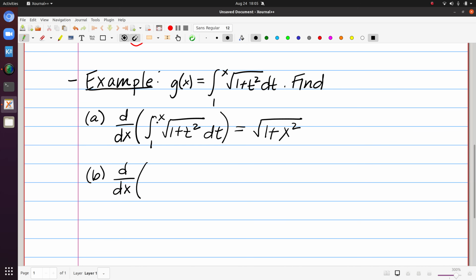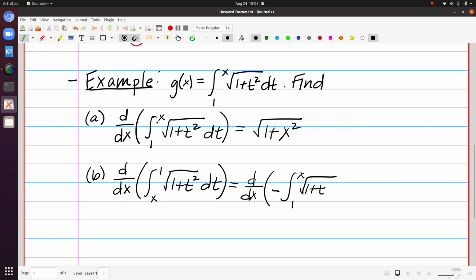But if we were asked to instead take the derivative of the integral from x to 1 of this function, it's significant to note that the statement of FTC2 has the variable in the upper limit of integration and a constant in the lower limit. So we shouldn't expect to be able to just simply apply that directly if we don't have that in our expression at hand. But what I can use is a property of the definite integral to say that this is the same thing as finding the derivative of minus the integral from 1 to x of root 1 plus t squared.